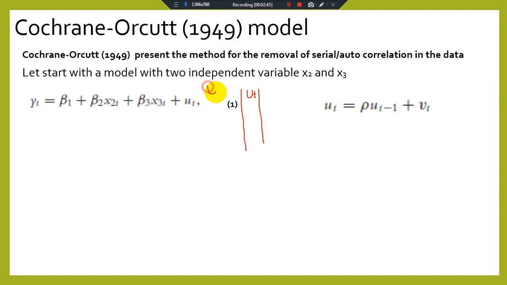because we know that ut is equal to y minus y hat. This is the estimated one. From this series you have to use the lagged value of the error term as an independent variable, and you can run this regression and find the value of rho. So our discussion will be on rho.